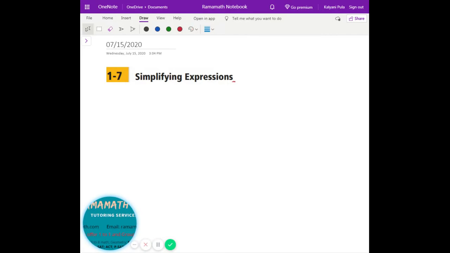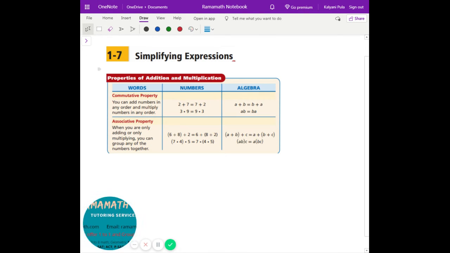Going to be simplifying expressions. Lastly, we did the order of operations. Now we're moving on to simplifying expressions. In simplifying expressions, pretty much the first rule we can see is the commutative property.